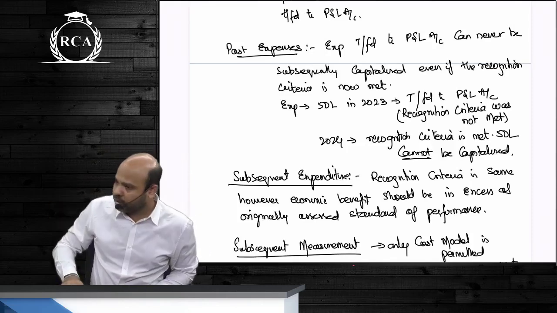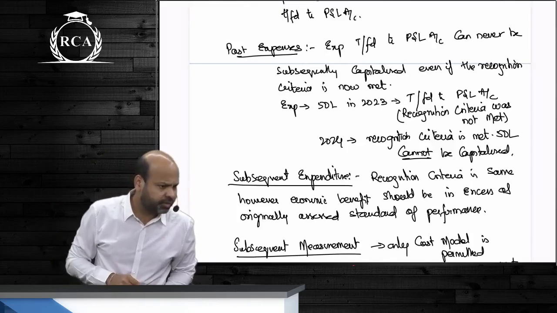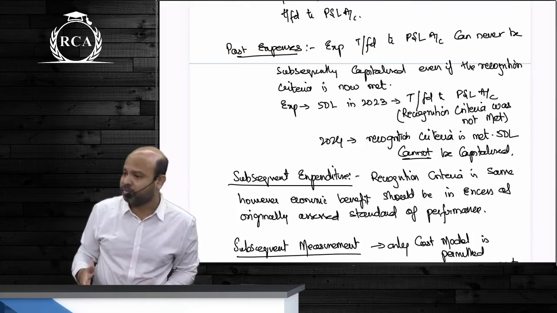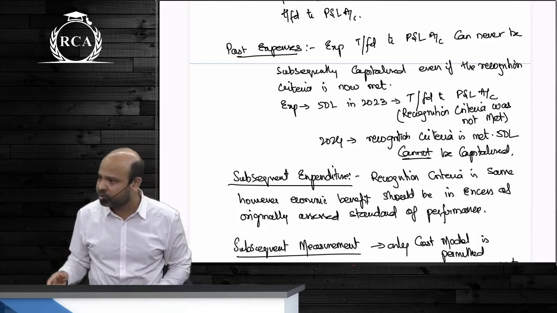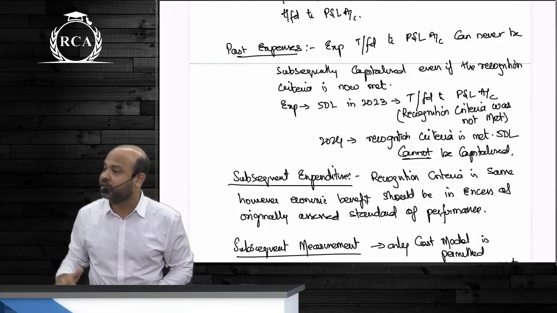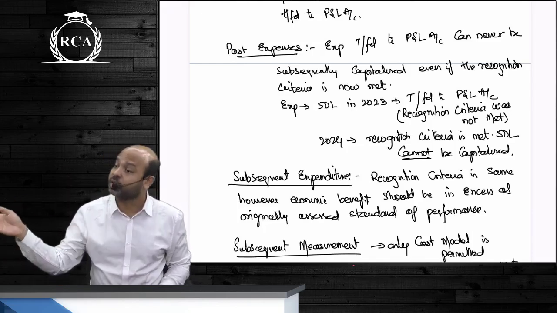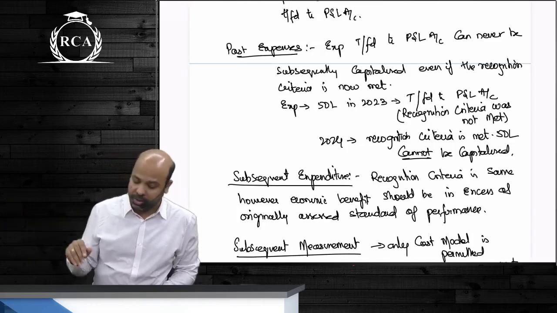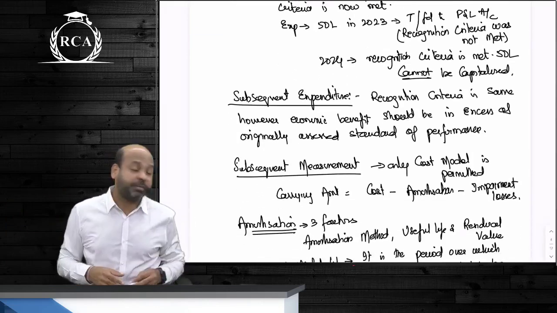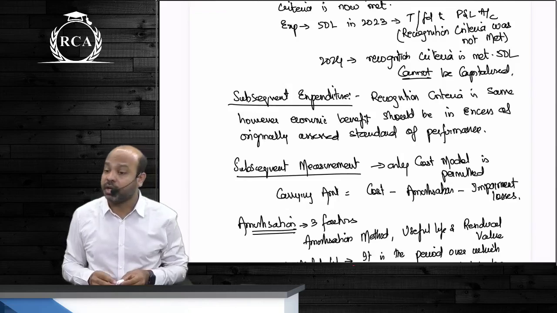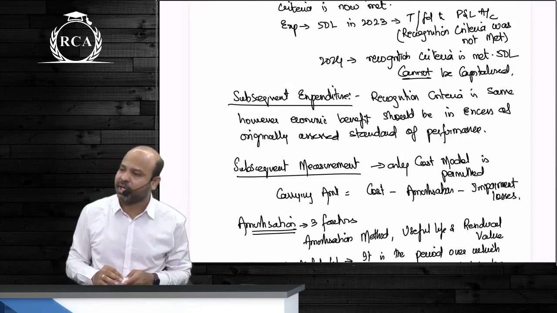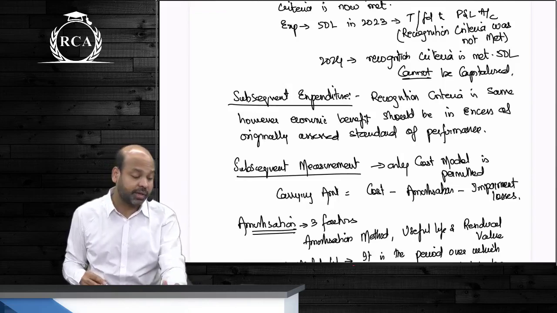I gave an example for this, beta, that if research phase was up to 30th March and development began on 31st March, only that one day's expenditure, beta, will be capitalized. Everything that you have incurred till 30th March will be transferred to P&L account. Any subsequent expenditure as such, guys, that you are incurring in respect of an intangible asset can be capitalized provided the recognition criteria is met.